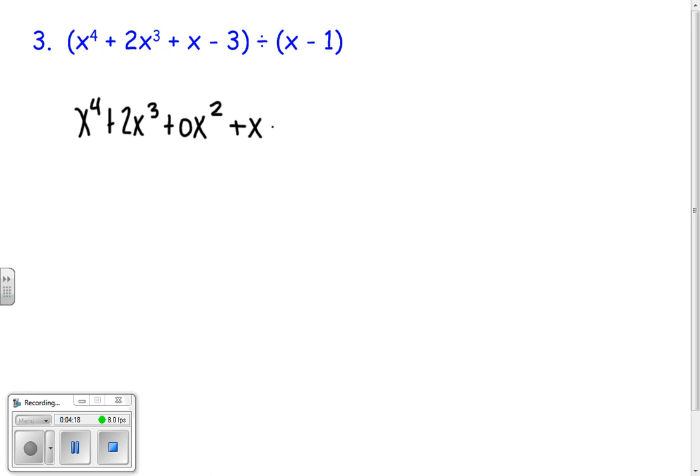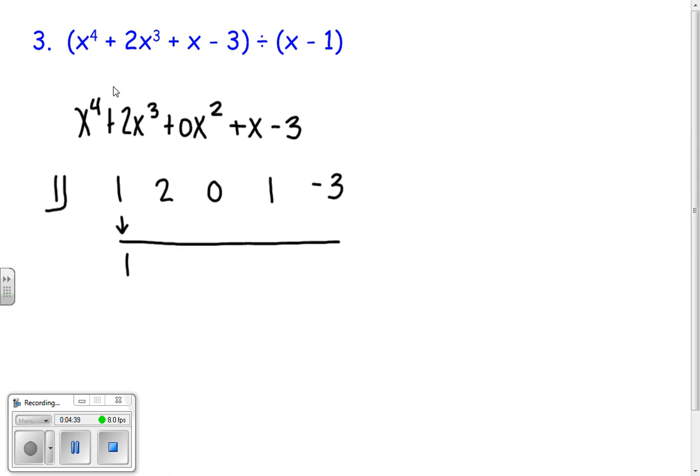Then continue plus x minus 3, which means when I copy my coefficients, there are 1, a 2, a 0, a 1, and a negative 3. In the little half box, because my factor is an x minus 1, my root is a positive 1. Start by bringing down the first number. 1 times 1 is 1, combined is 3.